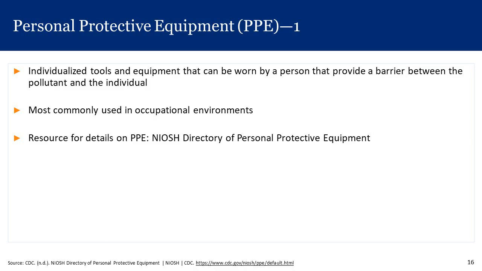So another control is personal protective equipment, or PPE. This is where an individual utilizes the tools or equipment that can be worn by a person to provide a barrier between the pollutant and the individual. These are things like gloves or respirators and so on that one could utilize to prevent exposure and therefore reduce the risk or control the risk associated with a potential exposure.